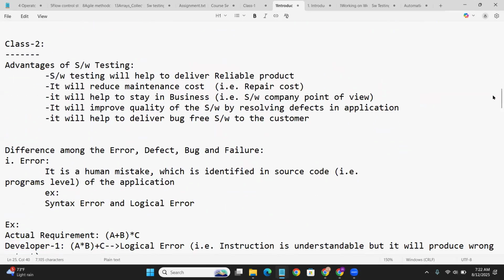Then we discussed in the last class the advantages of software testing, and why we have to go for software testing. Without testing, how can we say that we are giving the right software to the customer? Testing is important. Once you go for testing, it helps to deliver reliable software to the customer. We are able to deliver the right software to the customer.